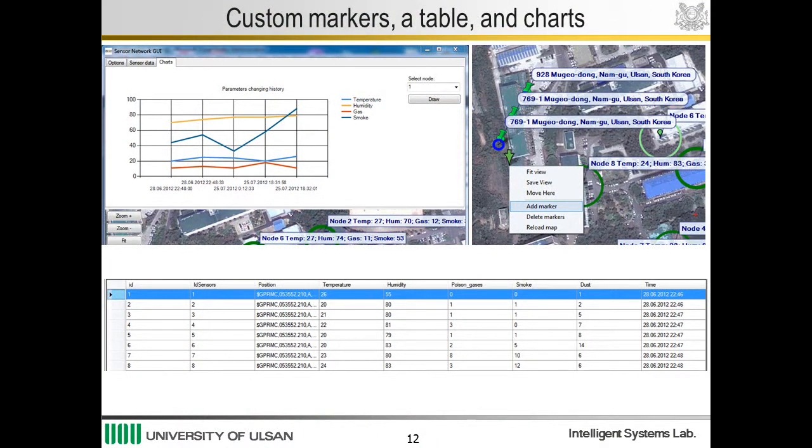And the user interface can draw charts which show how the parameters change over a long period. He can put some marks, and he can see real information in the table.